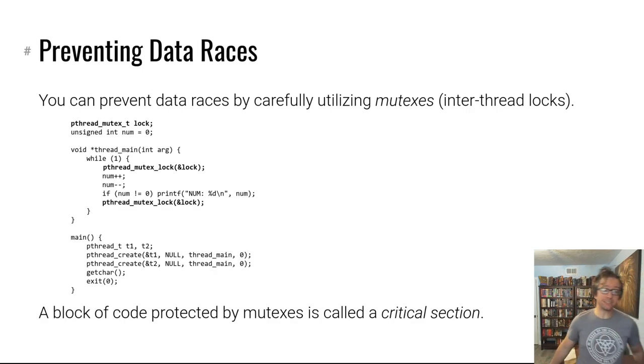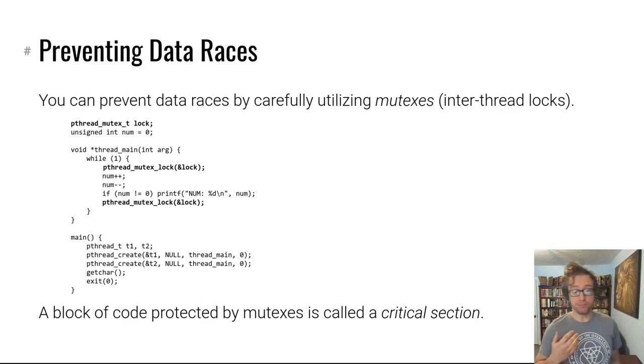How can we prevent the data race in that situation? Well, we can utilize what are called mutexes. They are locks between threads. And they're provided by the operating system with a nice interface by libpthread. There are also semaphores, kind of an advanced type of mutex. This is all stuff that is typically taught in an operating system course. We're just going to very quickly touch on mutexes for the purpose of security.